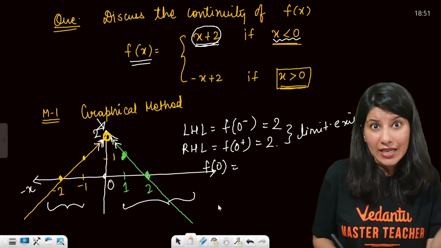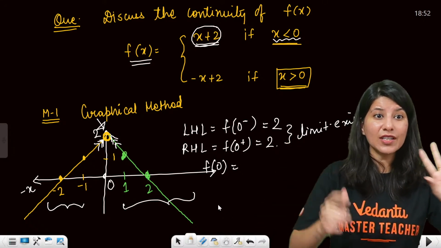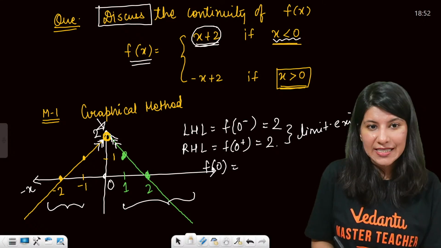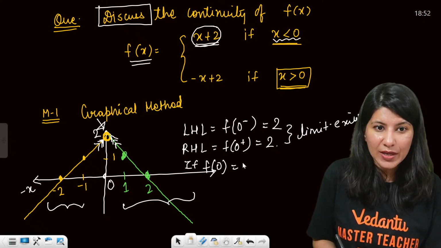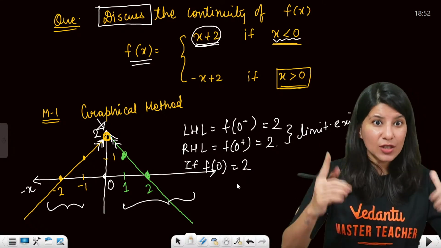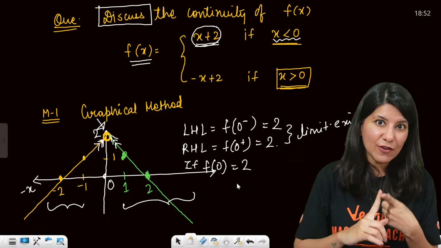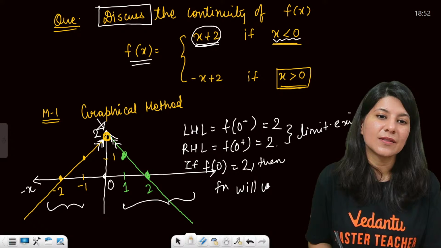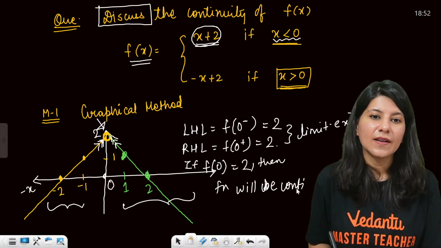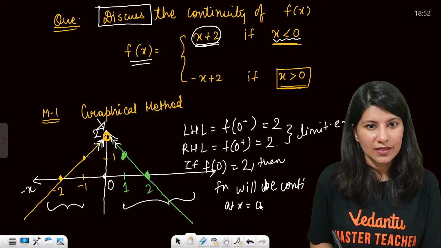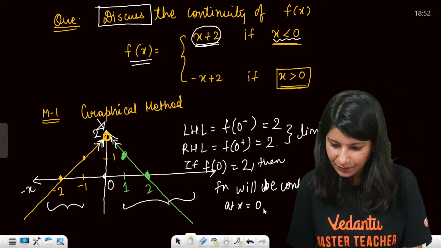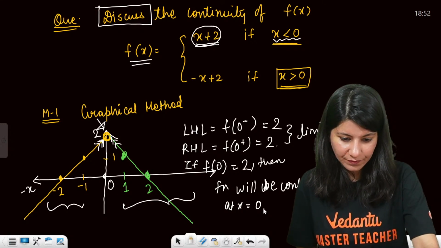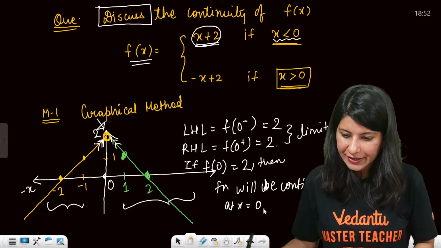For this function, they have given the question where we have to discuss the continuity. So basically what we can say is that if f of 0 becomes 2, if the question creator agrees that f of 0 is 2, then the function will be continuous at x equals 0. Correct? Yes? Clear? Okay. All right.